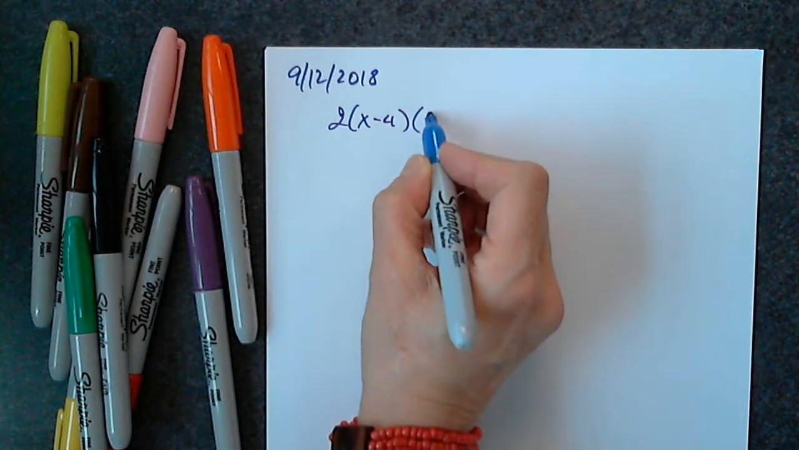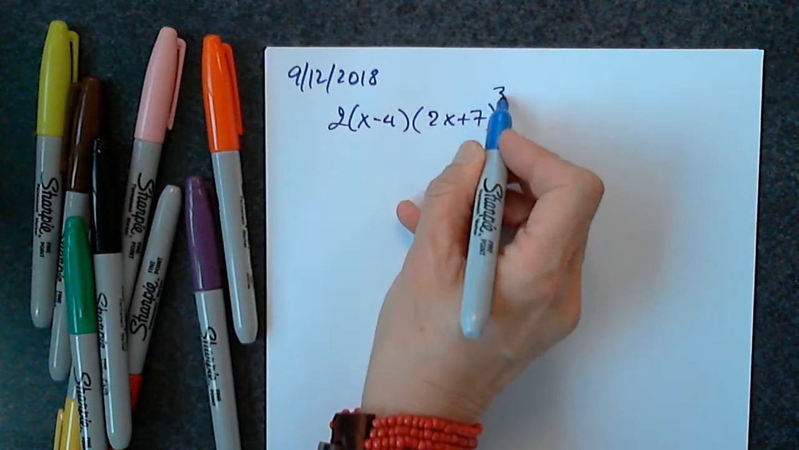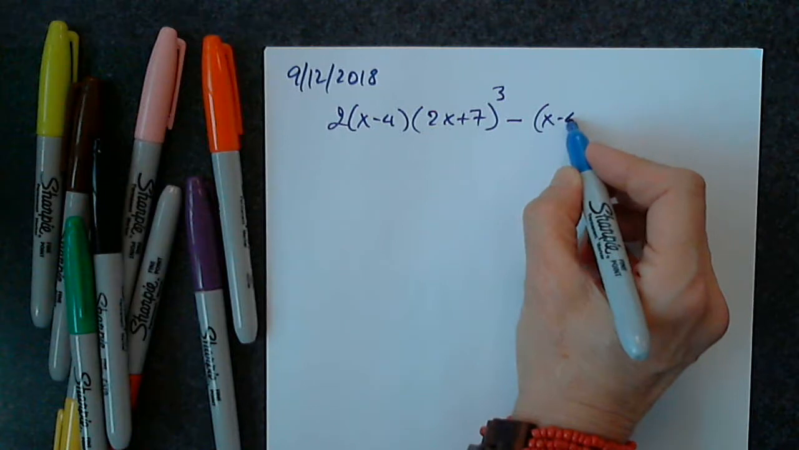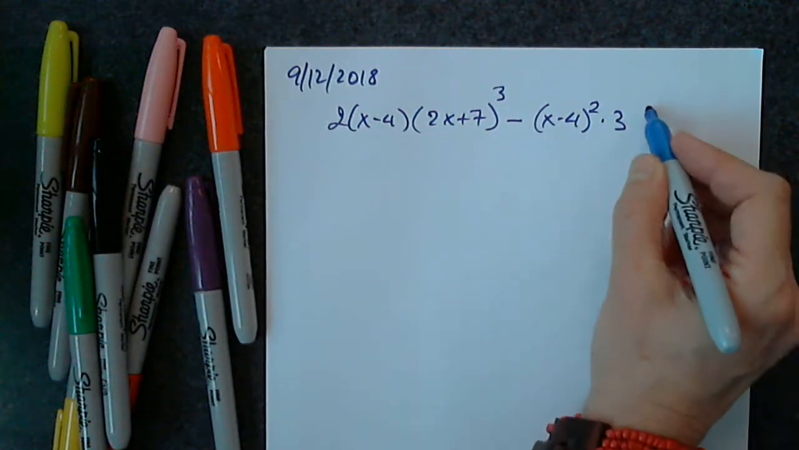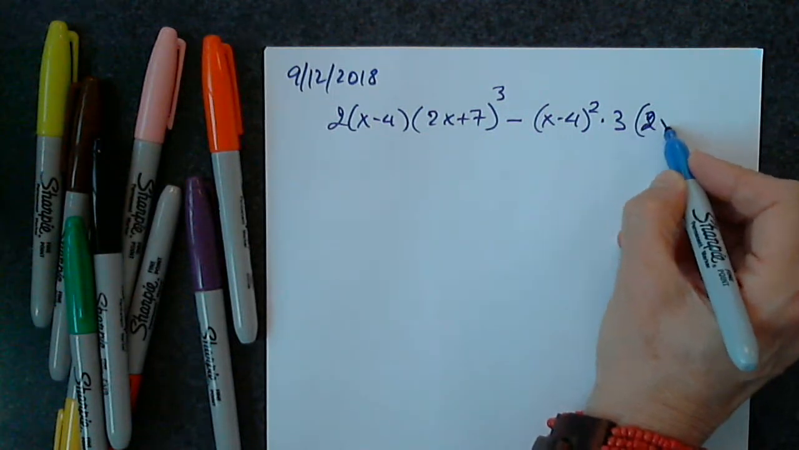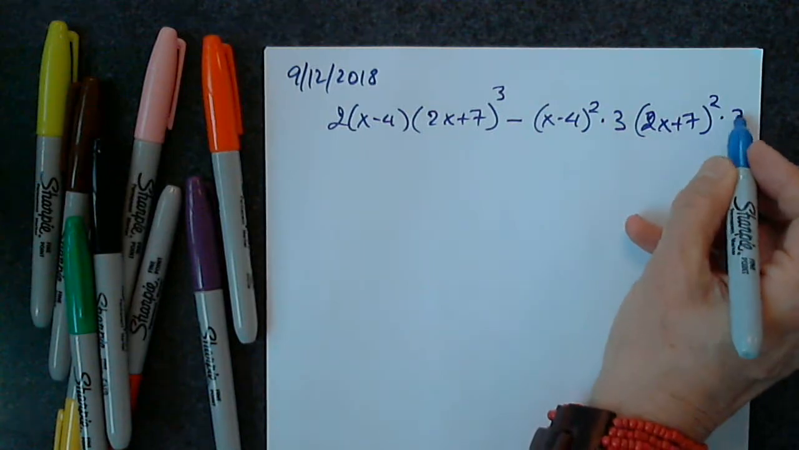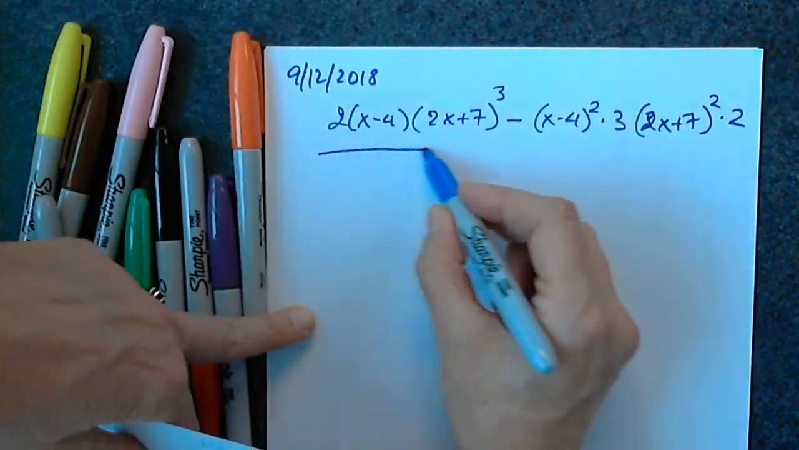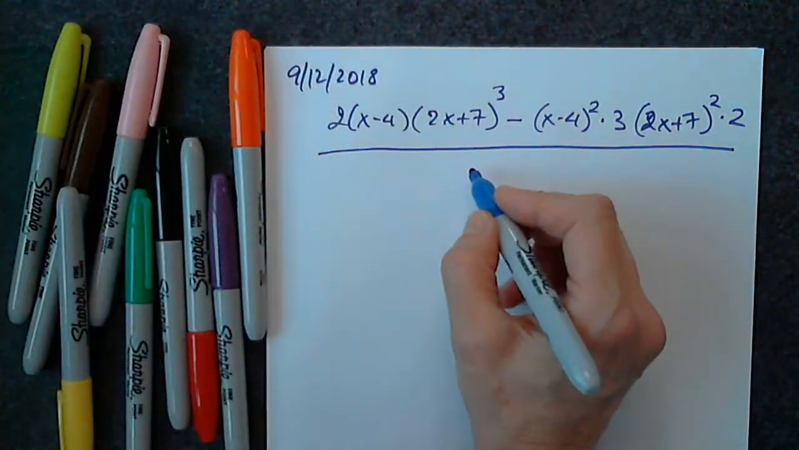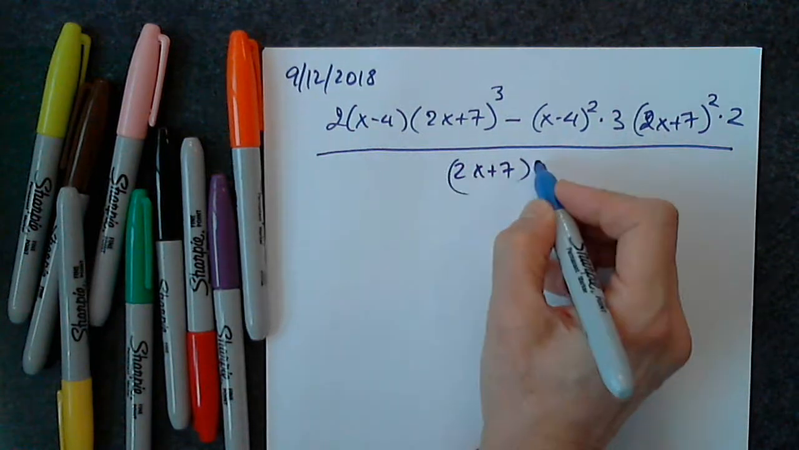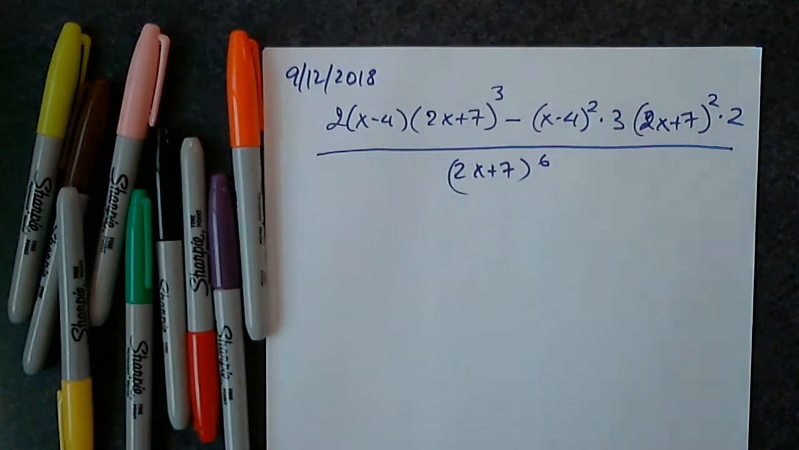Minus 4, (2x plus 7) to the third, minus (x minus 4) squared times 3 times (2x plus 7) squared times 2. Everything divided by (2x plus 7), everything to the 6th power.